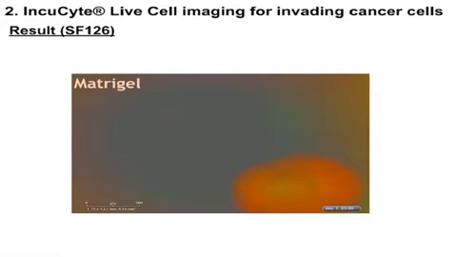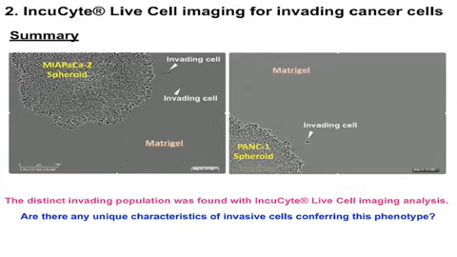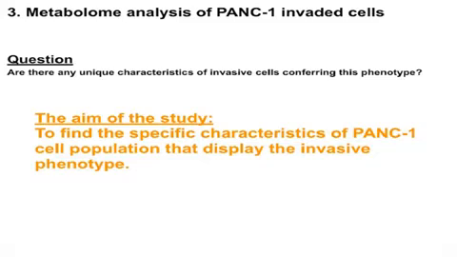But then, does every cell line have such a distinct invasive cell population? Actually, the answer is no. For example, SF126, which is a human glioma cell line, showed that there is no distinct population of invasive cells, and every cell of the spheroid exhibited high invasiveness, and they all moved outward from the spheroid. So in the case of this kind of cell line, it is better not to proceed with the comparison study of invasive versus non-invasive cell population within this cell line.